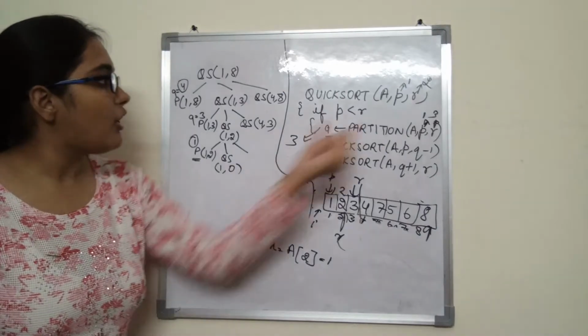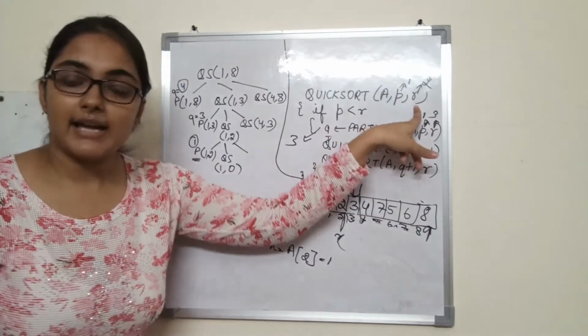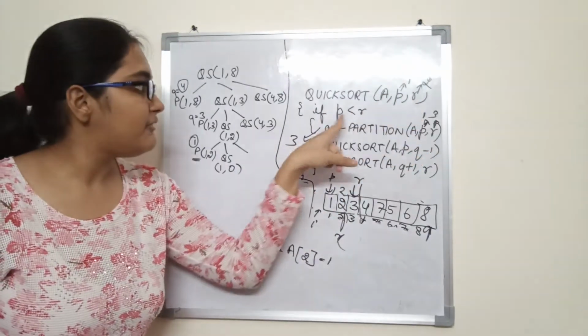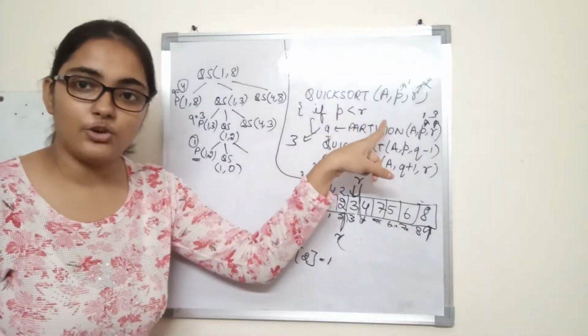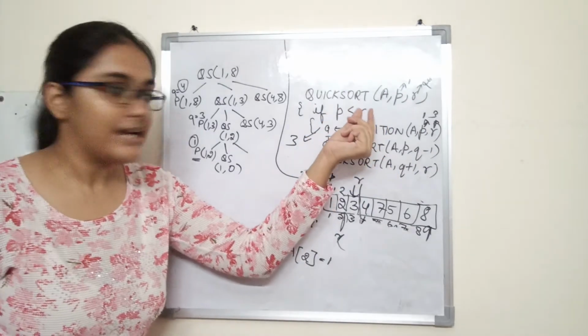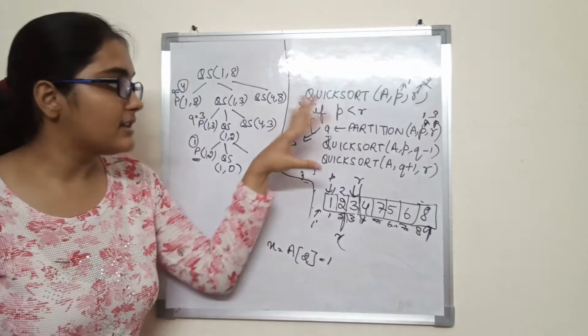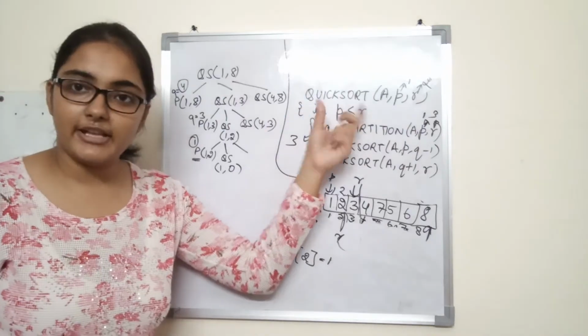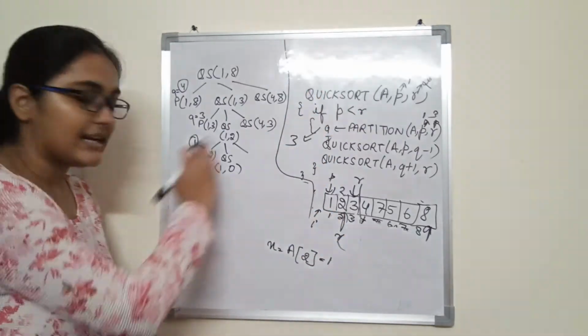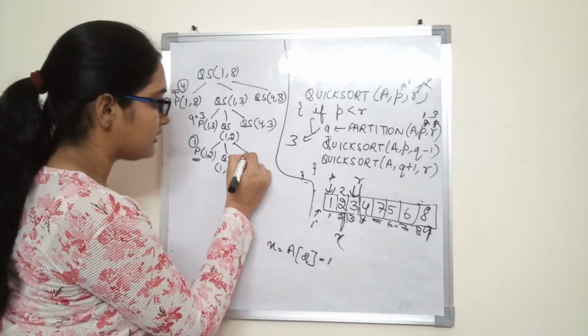Now when quicksort is called with p equal to 1 and r equal to 0, what happens? If p is less than r. Is p less than r? No. 1 is not less than 0, right? So this if condition fails, so this will not be executed, it will directly return, right?